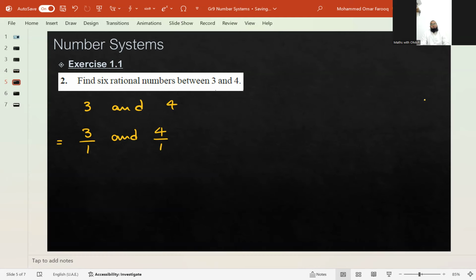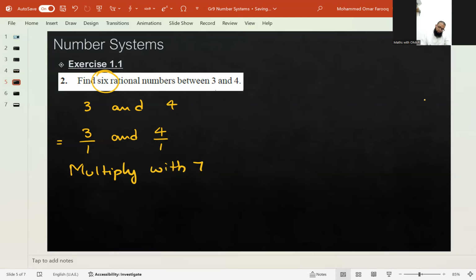So let us increase the denominator so that the numerator also increases and we can find the numbers in between. So what is the difference between the numerators 3 and 4? It is 1. So whenever you have a difference of 1, multiply both the fractions with a number which is 1 greater than the required number of rational numbers. How many rational numbers are required? 6. So therefore, let us multiply with 7.